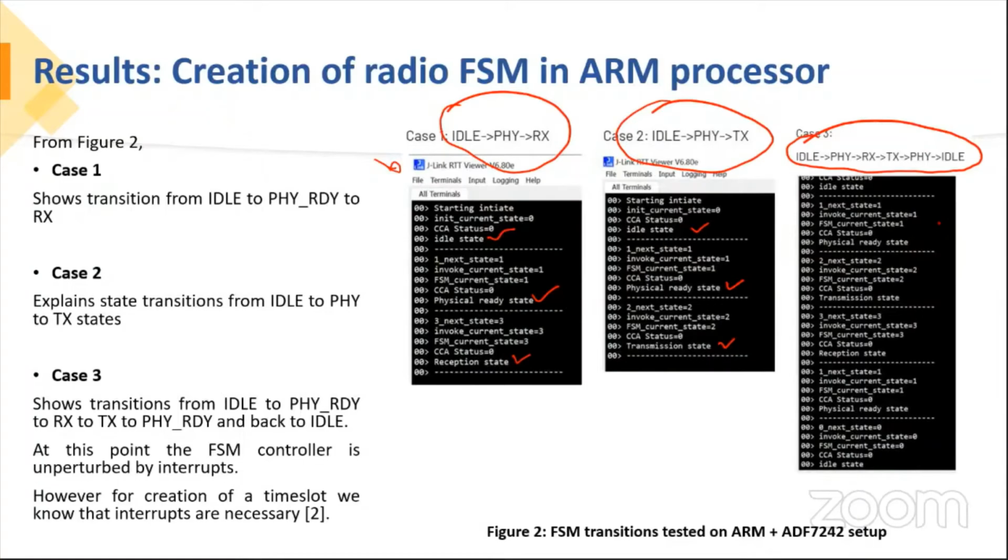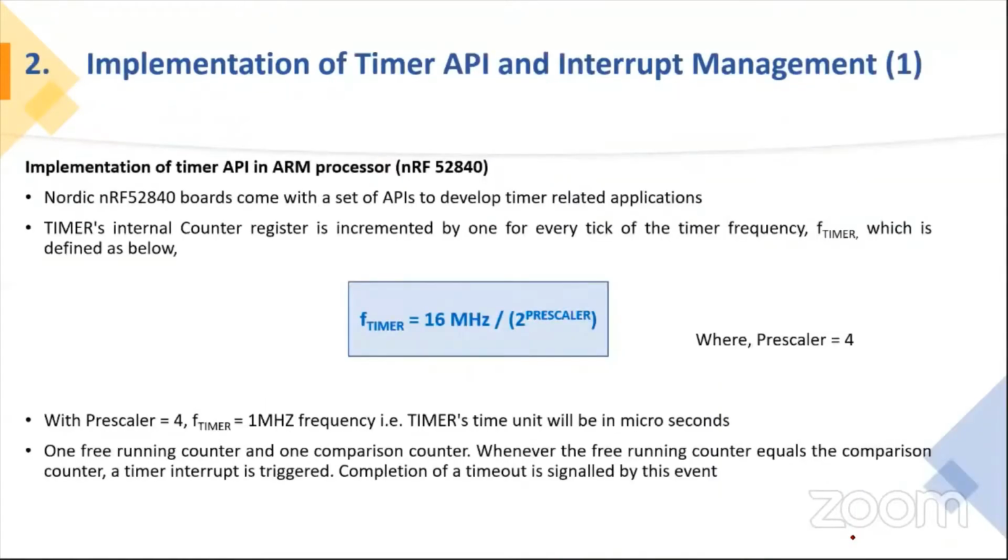So essentially, the FSM transitions are tested on this ARM and ADF7242 setup. The implementation of the timer API and interrupt management is a very critical thing. We have to implement that so that the state machine and its associated timing related parameters are met. Maybe Sahana, you can explain from here, and perhaps also the next slide. Yeah, go ahead.